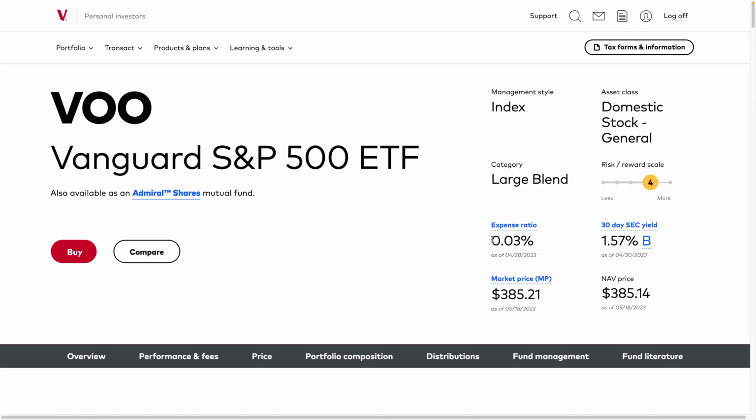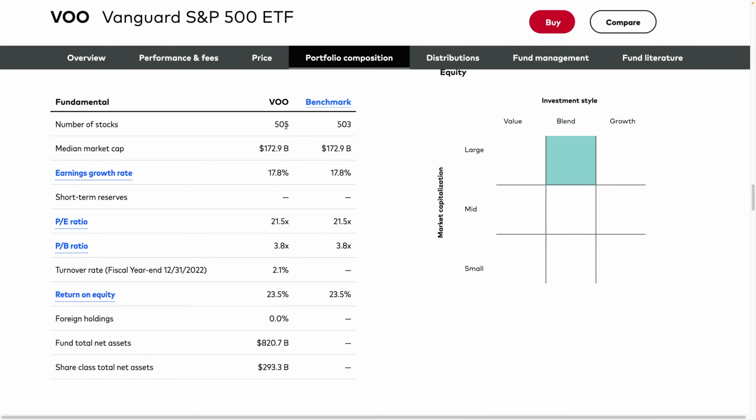It has the lowest expense ratio, 0.03%, a 30-day SEC yield of 1.57%, and Vanguard VOO has 505 stocks, a median market cap of $172 billion, and $820 billion in assets held in this fund.